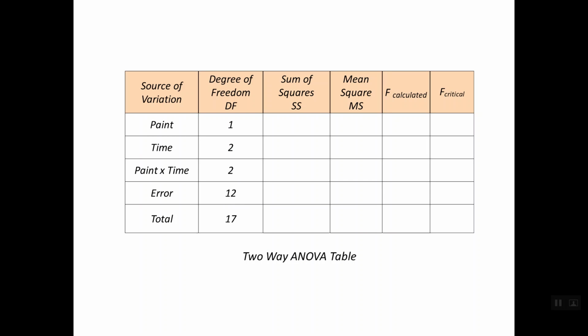So now we can fill in the two-way ANOVA table with the degrees of freedom. For the paint it's 1, for the time it's 2, for the interaction it's 2, for the error it's 12, and if you sum up all of these degrees of freedom you will get the total of 17. Now we need to calculate the sum of squares, SS.